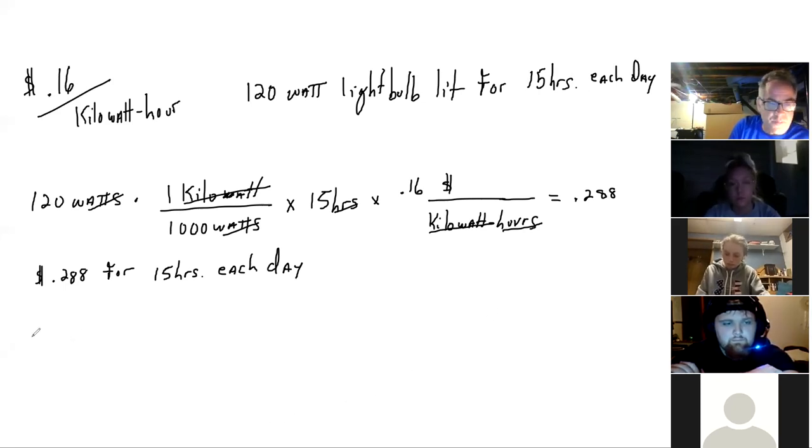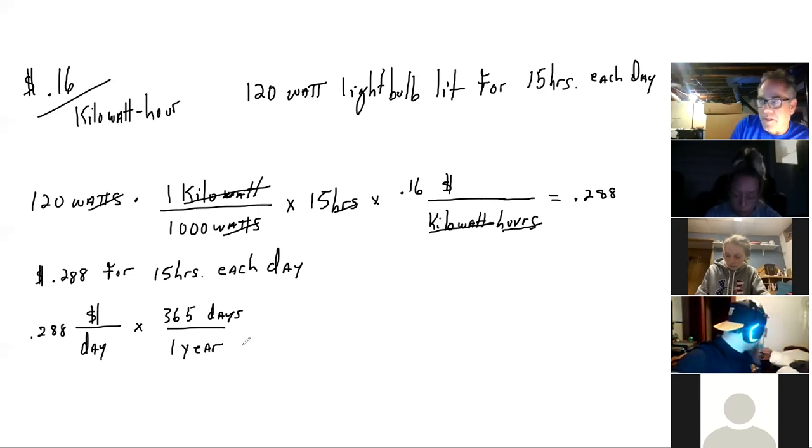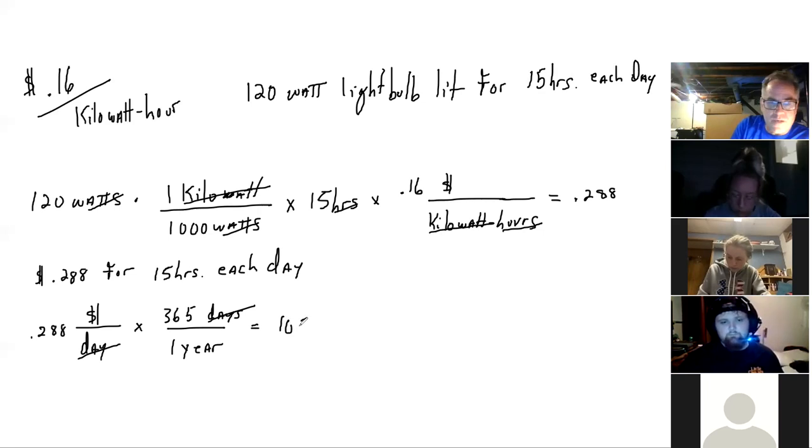So if I take my 0.288 dollars per day times 365 days per year, 1 year, then I can get my days to cancel. So 0.288 times 365, you're going to be paying $105.12 per year.